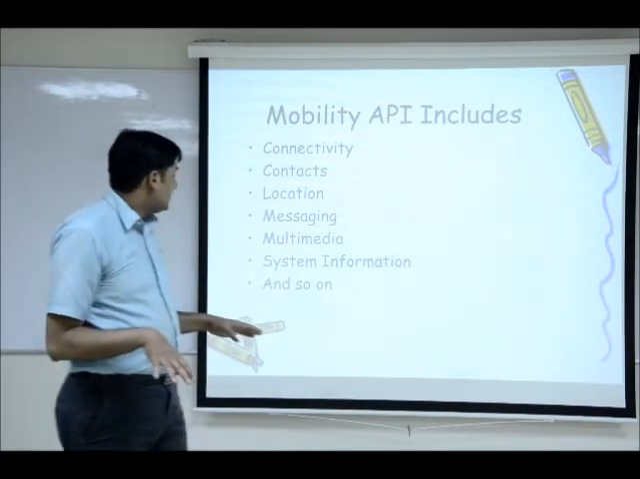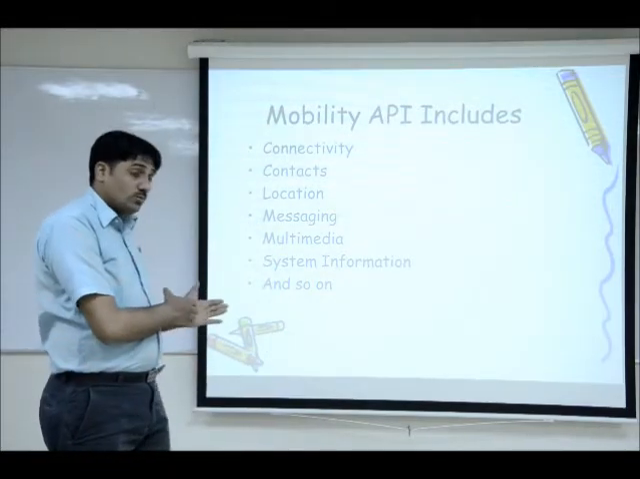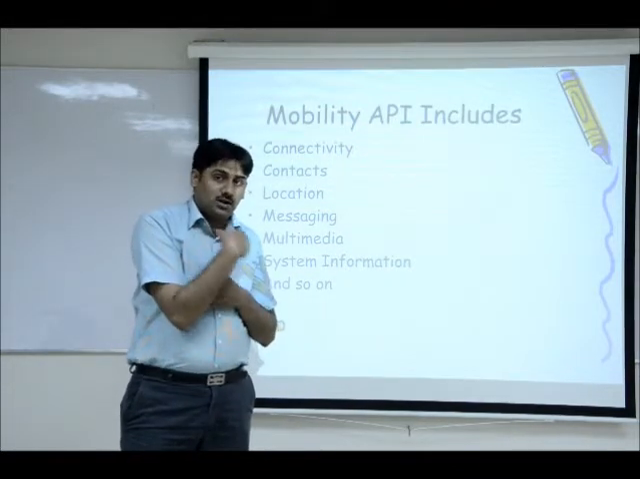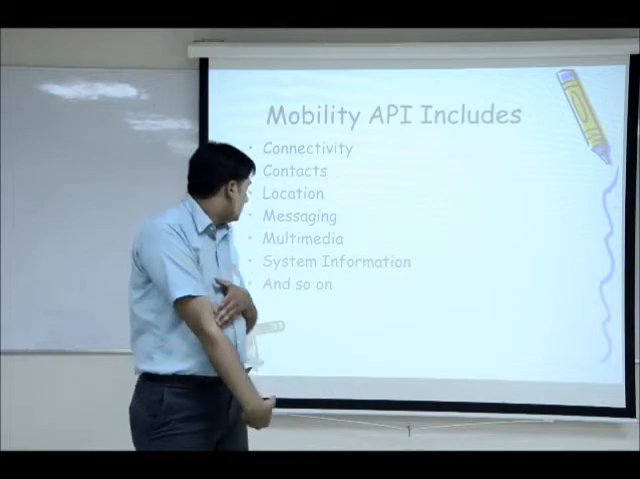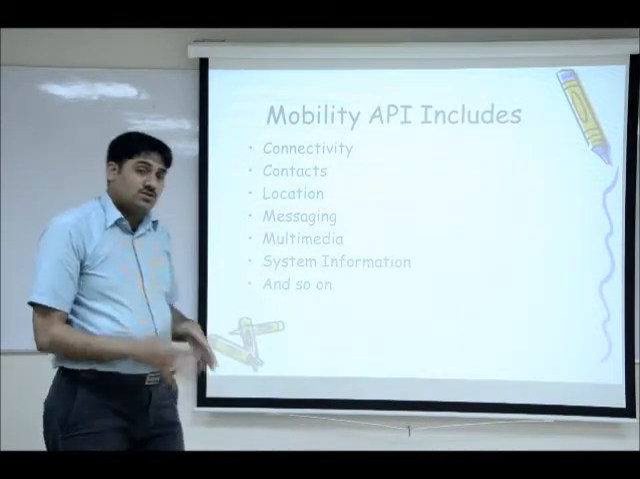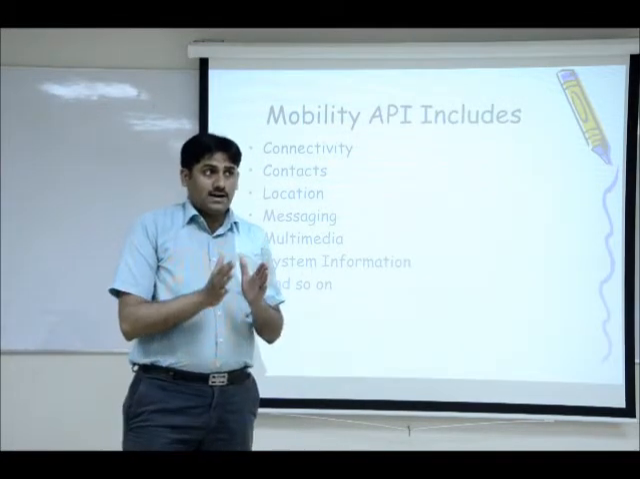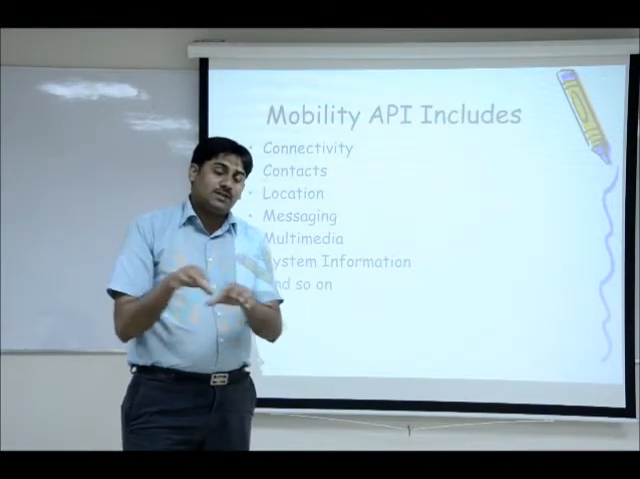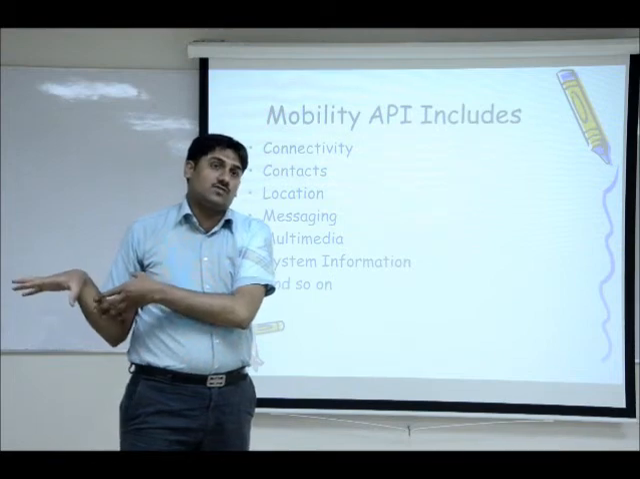The multimedia API provides an application with the functionality to add audio and video inside the application. And the system information API is used to get basic information of the user, such as mobile country code, mobile network code, etc.